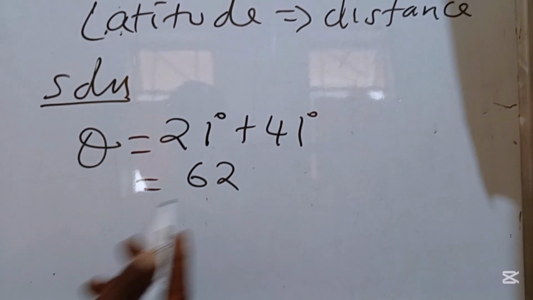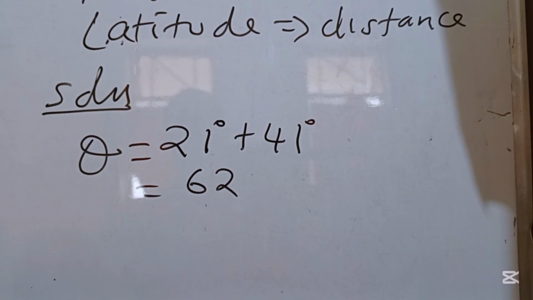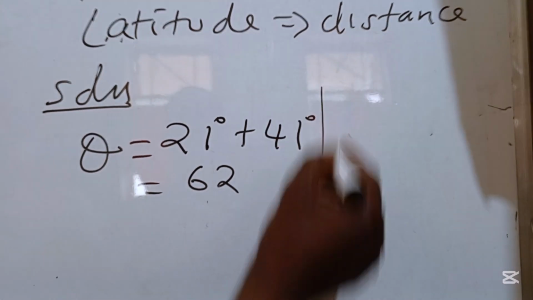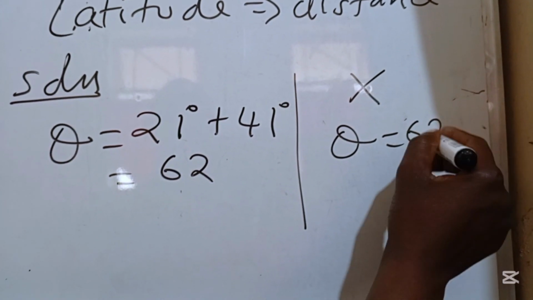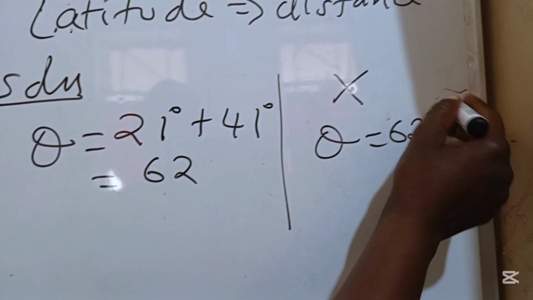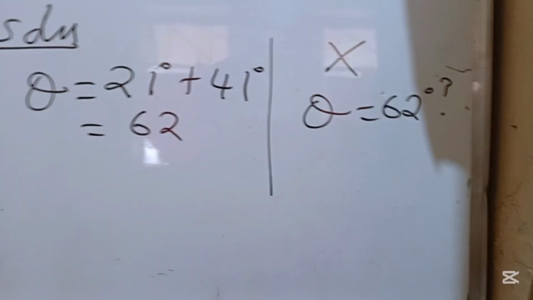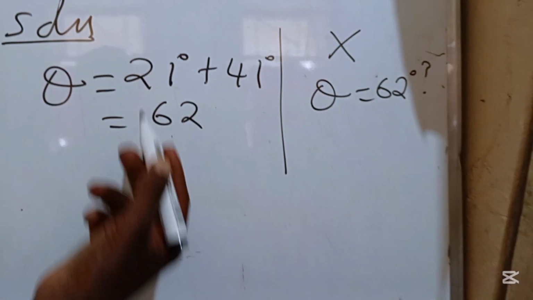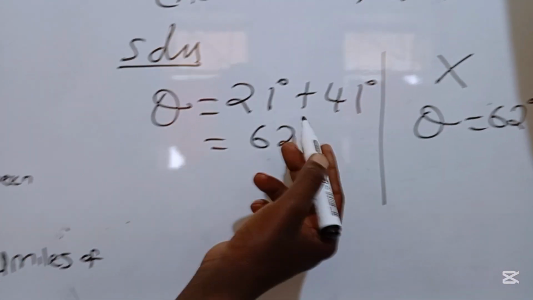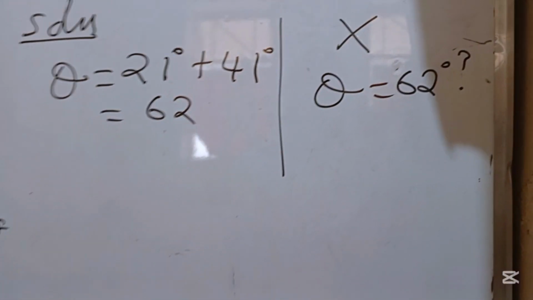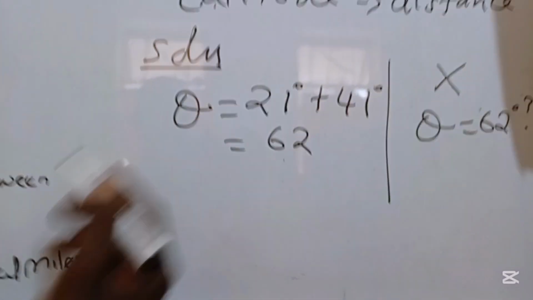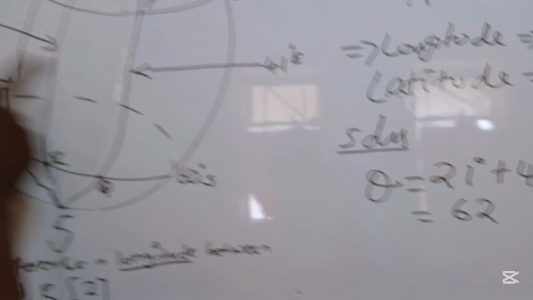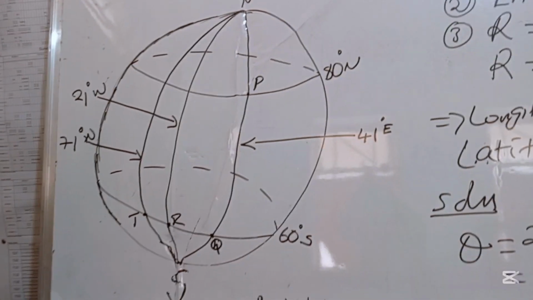And this is the final answer. Don't just write theta is equal to 62. You will lose marks, because we don't know how you have gotten the 62. Show that you added. So this is the difference in longitude. Remember, why have we added? We have added because one is found in the east and the other one is found in the west.